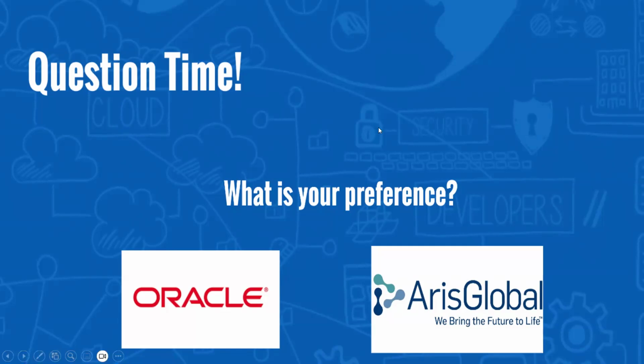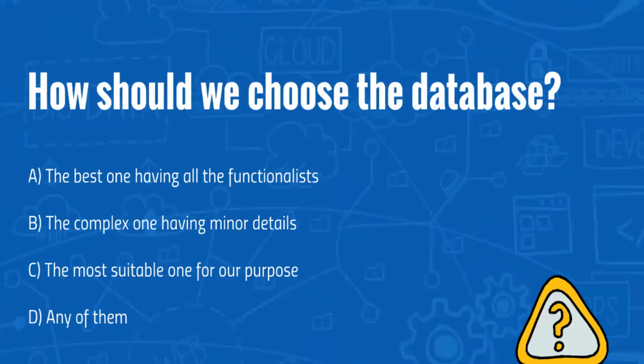So, guys, question for you: what would be your preference? Which database are you going to select, Oracle or Argus? You cannot decide on the basis of that alone. So there is a question for you: how should we choose the database? The best one having all the functionality, the complex one having minor details, the most suited one for our purposes, or any of them. What will be your answer? Someone is saying C.